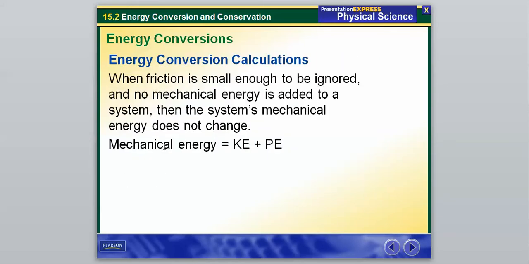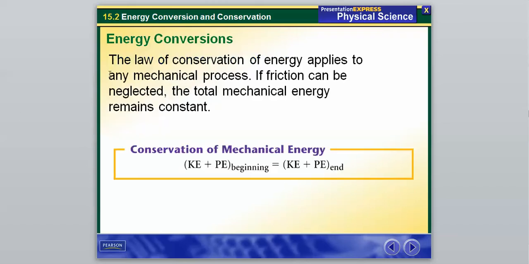And so one way, again, we talked about mechanical energy, and you can calculate that just by adding all the kinetic and potential energy together within a system, and that will give you all the mechanical energy present. One way we're going to focus on a form of this equation has to do with the law of conservation of energy, and it applies to any mechanical processes. And if friction can be neglected, the total mechanical energy is going to remain constant. So what that means is all the kinetic energy and all the potential energy that we have at the beginning of any process is going to be the same as all the kinetic energy and all the potential energy which we had at the end of the process.